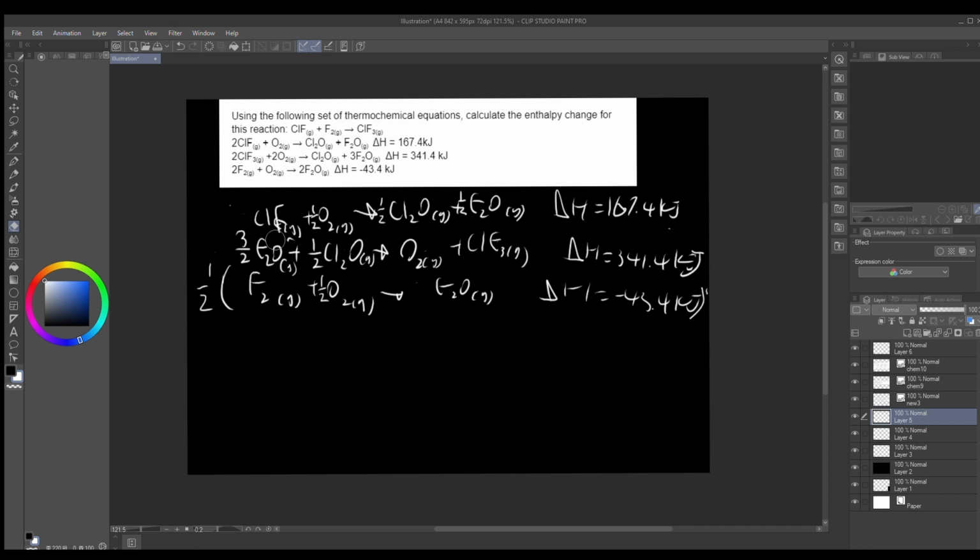This also disappears. And then let's get rid of these as well. Oh, and then another thing I forgot to do. You also have to apply it to the H's as well. So the first one, we have to do 167.4 times 0.5 times half. And so we get the value of 83.7.